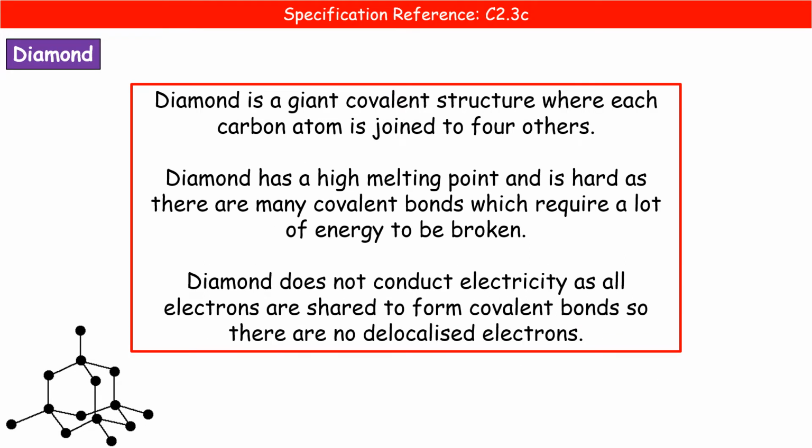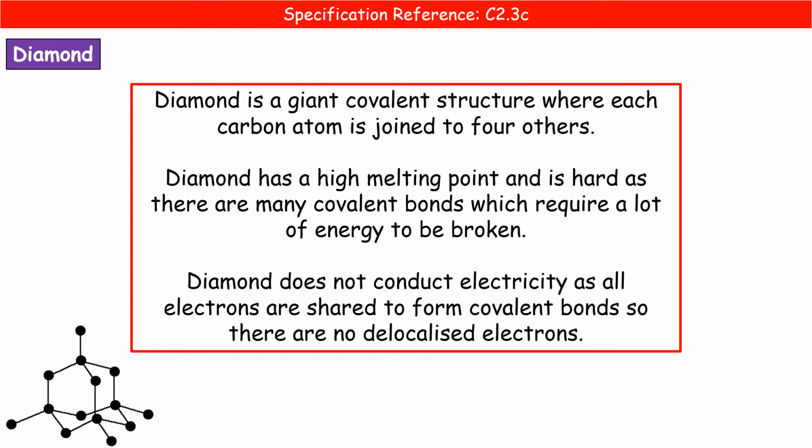The first one is diamond. Now, diamond itself is only made of carbon atoms, and the general shape you can see in the bottom left corner there is kind of like a sort of triangle shape. So if you see something triangular shaped, it's going to be diamond we are talking about here. The kind of structure we refer to diamond as having is a giant covalent structure, and in there what we find is each carbon atom is joined on to 4 other carbon atoms.